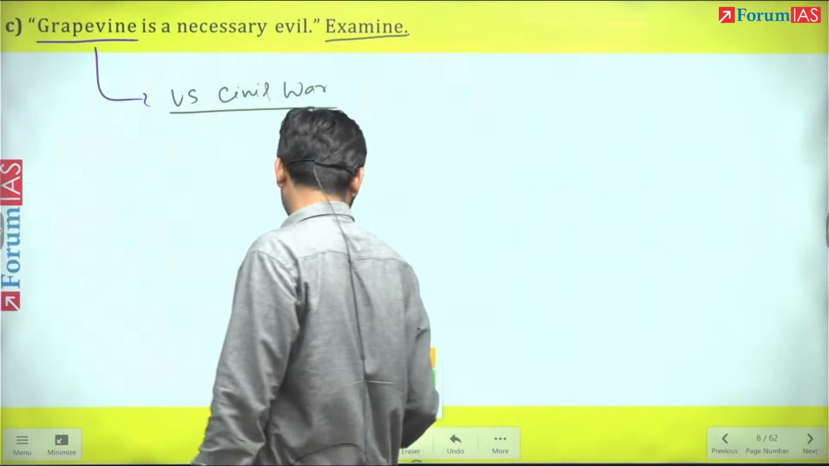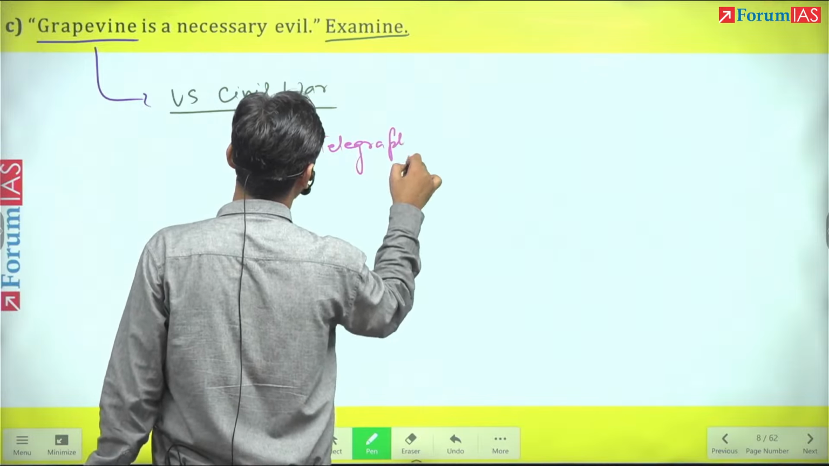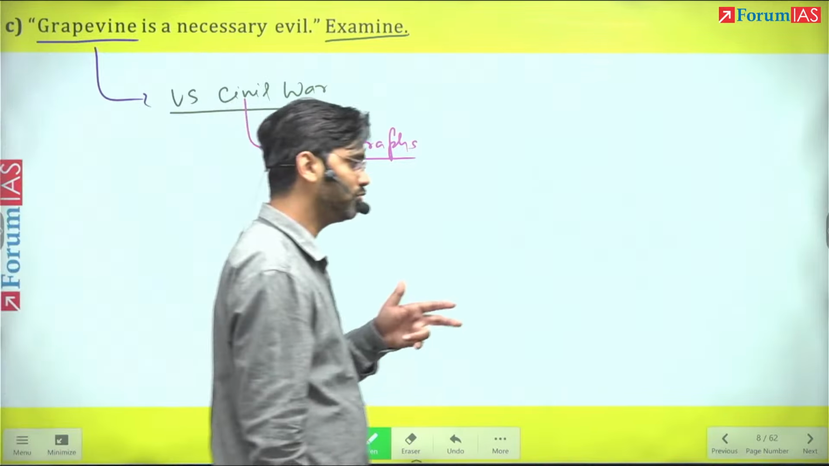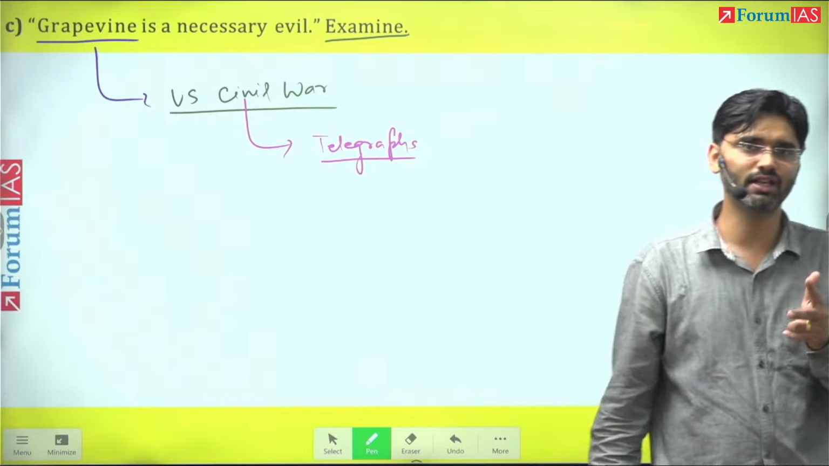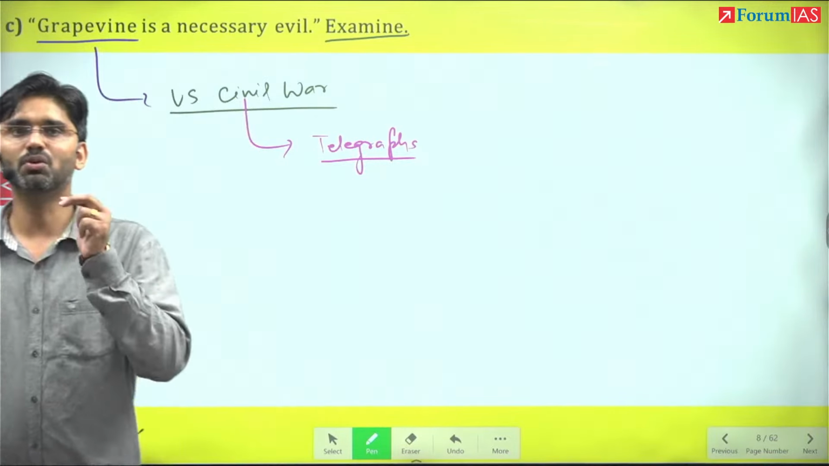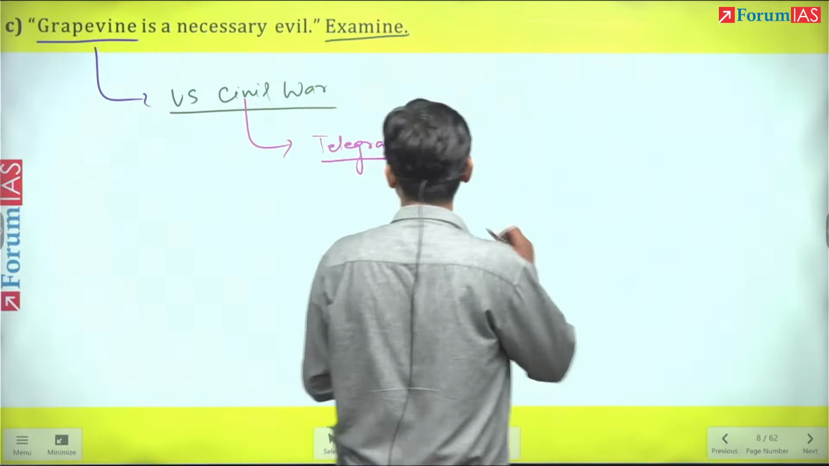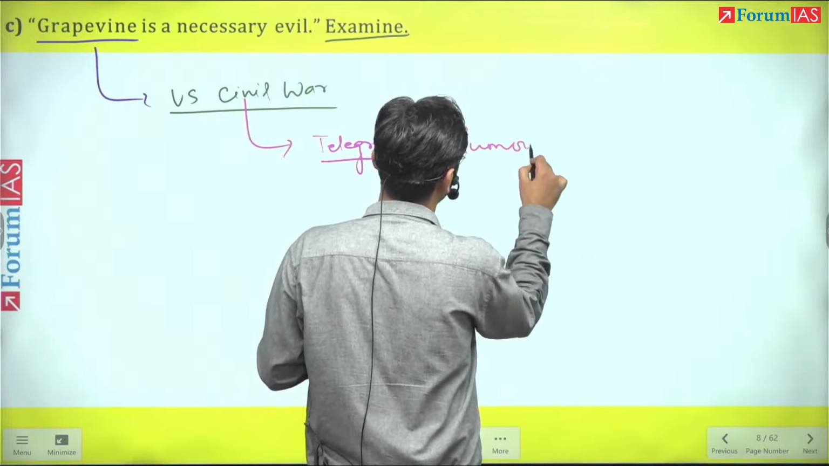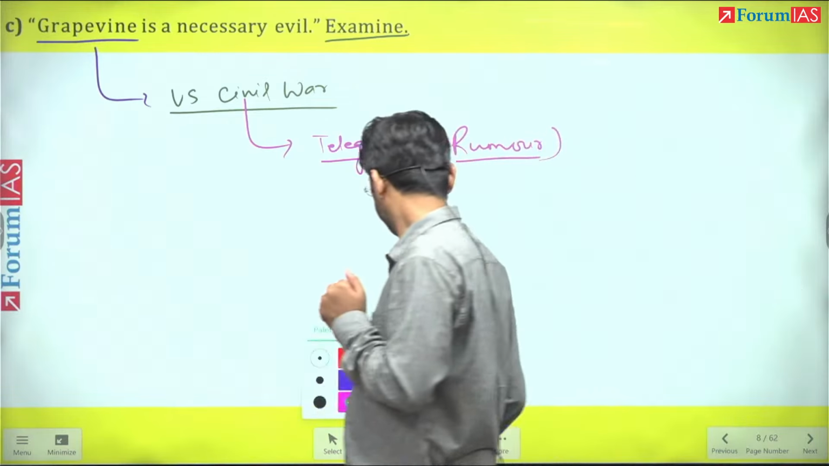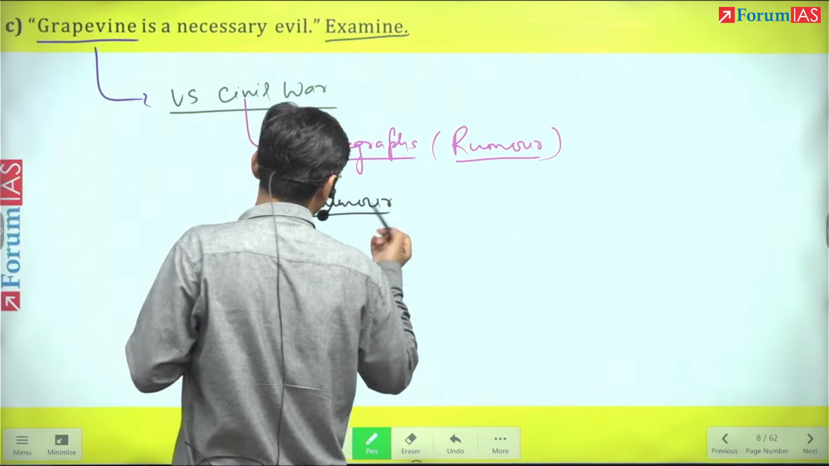Why? How? During the Civil War, telegraphs were very prominently used. But what used to happen? The soldiers used to go and cut the wires. So the medium of communication during that time was actually grapevine. Grapevine means rumor. And it has been seen that this grapevine rumor, why?